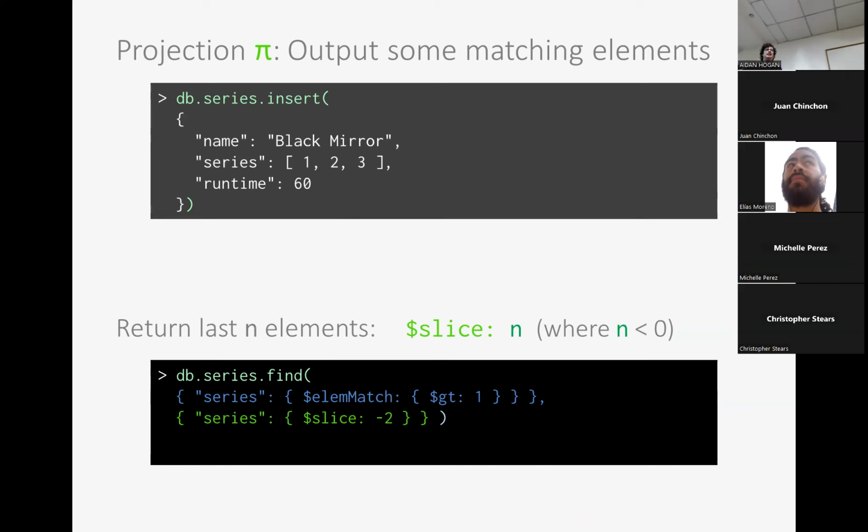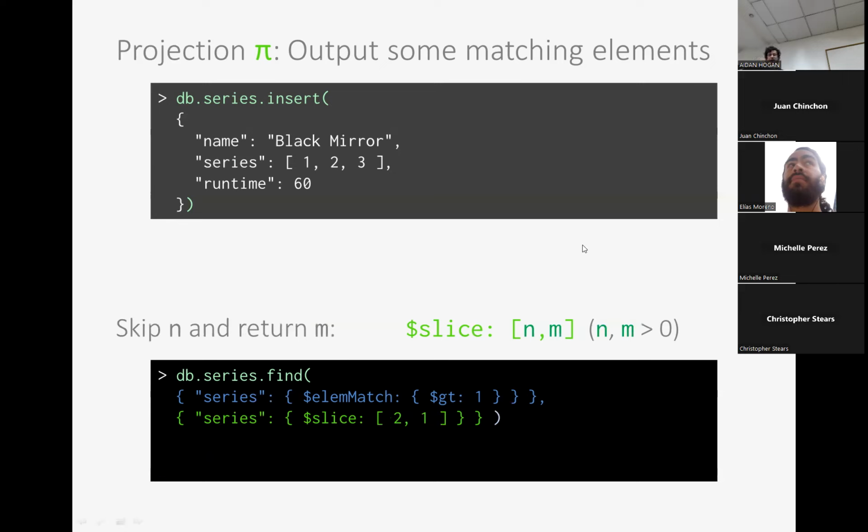Okay. So we have slice n with n negative. Here we have slice -2. Any ideas what we're going to return? 2 and 3, 3 and 2. So we're going to return the last 2 elements of the array, 2 and 3 here. We'll keep the original order of the array.